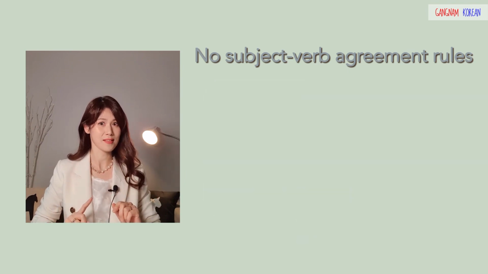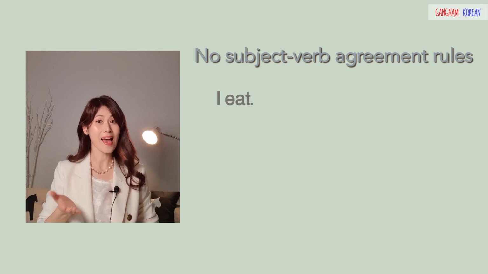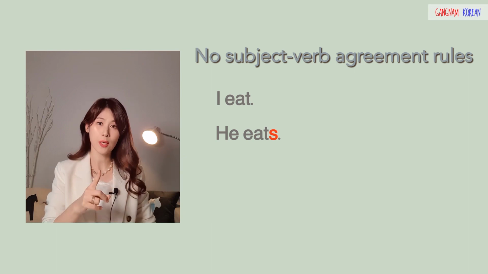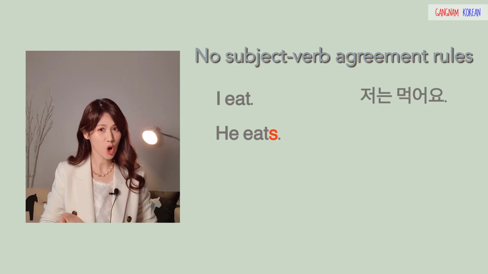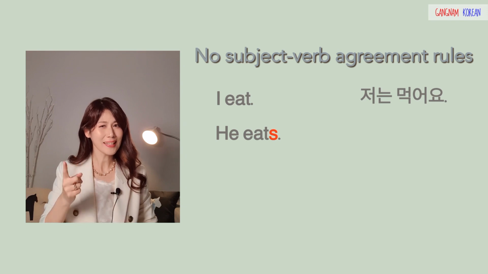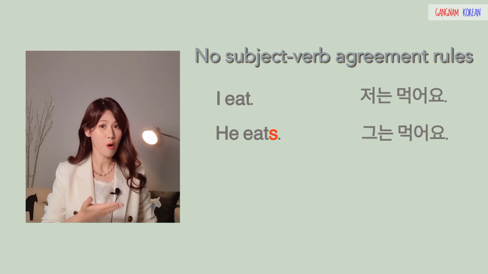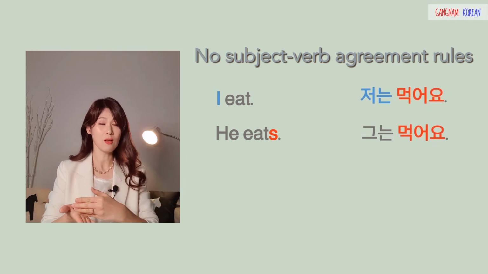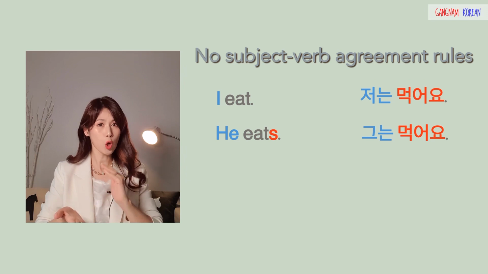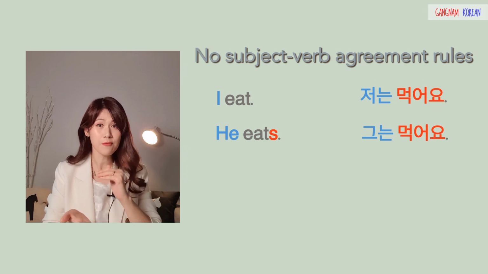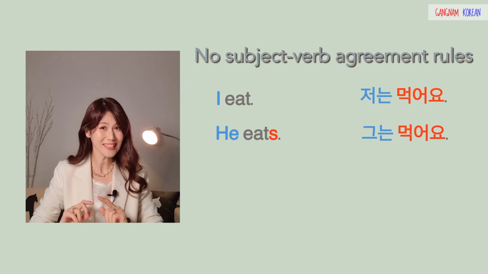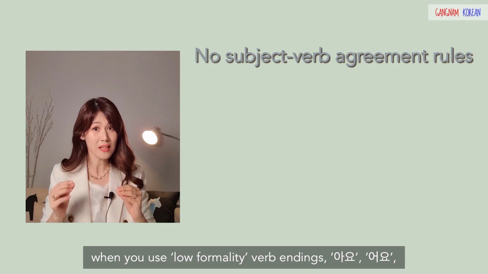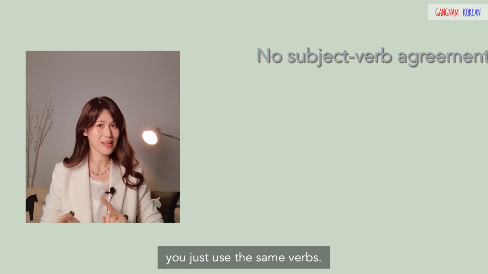There's none like that. In English, you say, I eat. He eats. You need to put an S at the end. But in Korean, you say, I eat, 저는 먹어요. He eats, 그는 먹어요. So the verbs are all 먹어요. Both I, 저는, and he, 그는, are followed by the same verb in the same form, 먹어요. It's easy, right? No matter what the tense is or the subject is, when you use low formality verb endings, 아요, 어요, you just use the same verbs.